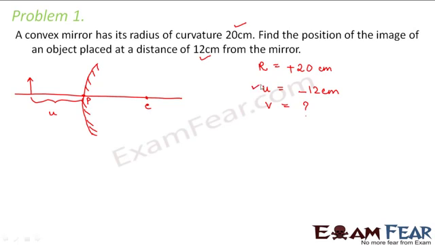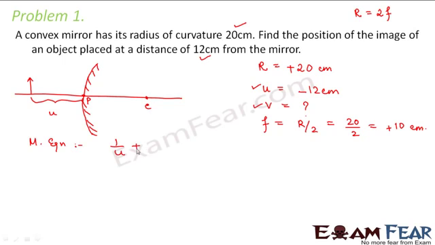So for the mirror equation, we want u, v and f. Now we know a relationship between focal length and radius of curvature. What is that relationship? Radius of curvature is twice the focal length. So we can say that focal length will be equal to R by 2, that is 20 by 2, which is equal to plus 10 centimeters. Now we will make use of the mirror equation. As per the mirror equation, 1 by u plus 1 by v is equal to 1 by f.